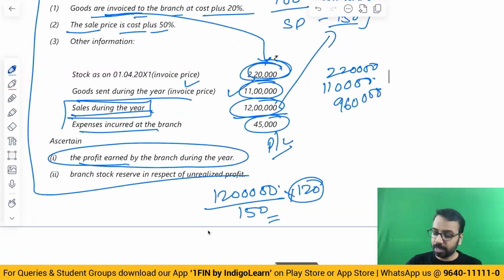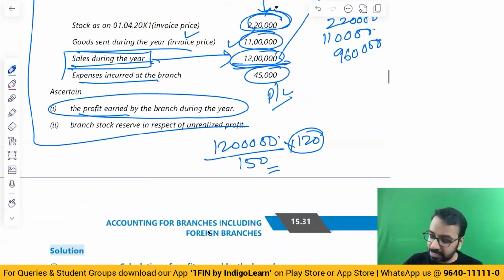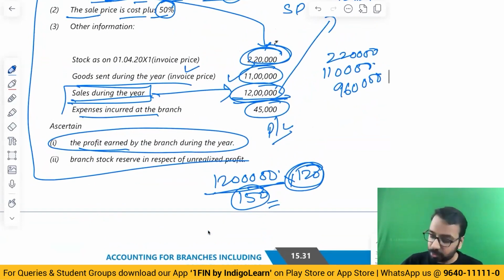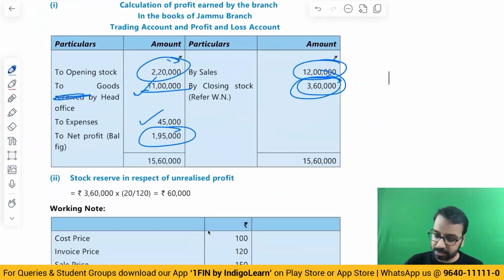I am repeating once again. The sales during the year is at selling price, which is cost plus 50%. We need the invoice price, cost plus 20%. So 12 lakhs divided by 150 multiplied by 120 gives us 9,60,000. So opening stock 220 plus 1100 sent minus 960 goods sold. Closing stock at invoice price is 3,60,000. So closing stock is 3,60,000.